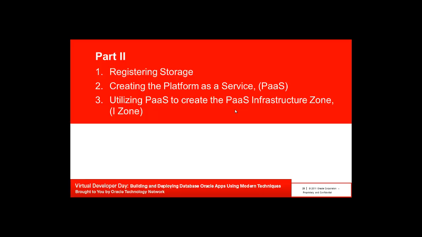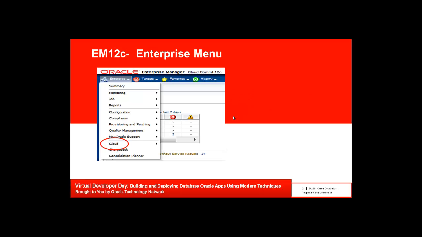Part 2, we're going to go through the next steps, which are registering storage, creating the platform as a service, also known as PaaS, and utilizing PaaS to create the PaaS infrastructure zone, also known as the iZone. To access database as a service, we'll go in through the EM12c console, from Enterprise, go down to Cloud.